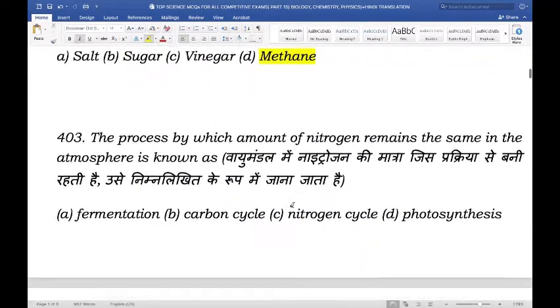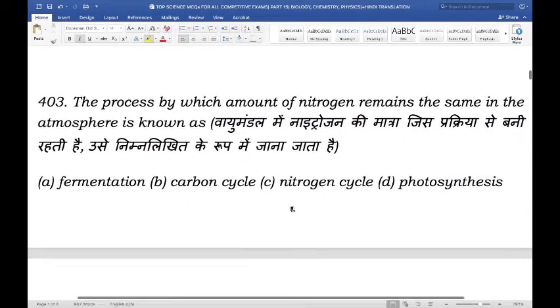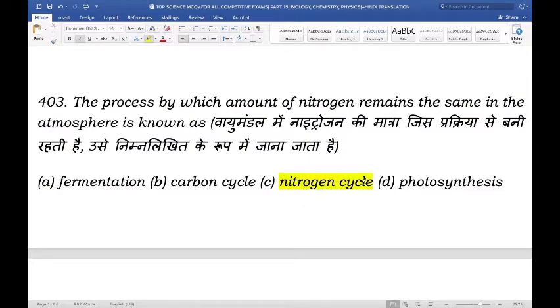Next question. The process by which the amount of nitrogen remains the same in the atmosphere is known as. Is it known as fermentation, carbon cycle, nitrogen cycle, or photosynthesis? And the right answer here is nitrogen cycle. The nitrogen cycle is the biogeochemical cycle by which nitrogen is converted into multiple chemical forms as it circulates among the atmosphere, terrestrial, and marine ecosystems.